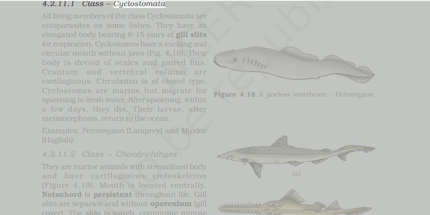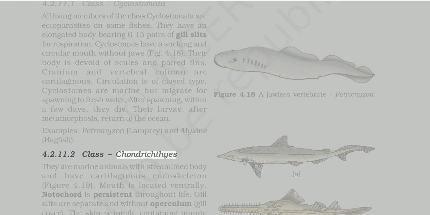4.2.11.1 Class Cyclostomata. All living members of the class Cyclostomata are ectoparasites on some fishes. They have an elongated body bearing 6 to 15 pairs of gill slits for respiration. Cyclostomes have a sucking and circular mouth without jaws, figure 4.18. Their body is devoid of scales and paired fins. Cranium and vertebral column are cartilaginous. Circulation is of closed type. Cyclostomes are marine but migrate for spawning to fresh water. After spawning, within a few days, they die. Their larvae, after metamorphosis, return to the ocean. Examples: Petromyzon, lamprey, and Myxine, hagfish.